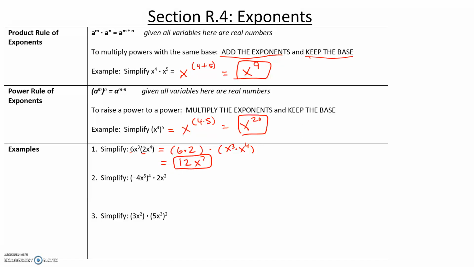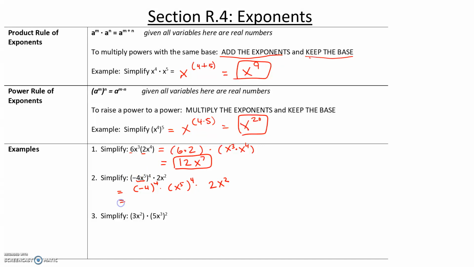Example 2. Let's simplify (negative 4x to the fifth) to the fourth power times 2x squared. With these problems, the best way to do this is to go step by step, not doing anything in your head, but showing all your work. So when you have an expression raised to the fourth power, each individual part of that expression, so negative 4, gets raised to the fourth. Then we have x to the fifth that gets raised to the fourth, and we still have a 2x squared on the outside. When you have a parentheses raised to a power, take each individual part of the parentheses and raise each of those parts to the fourth power.